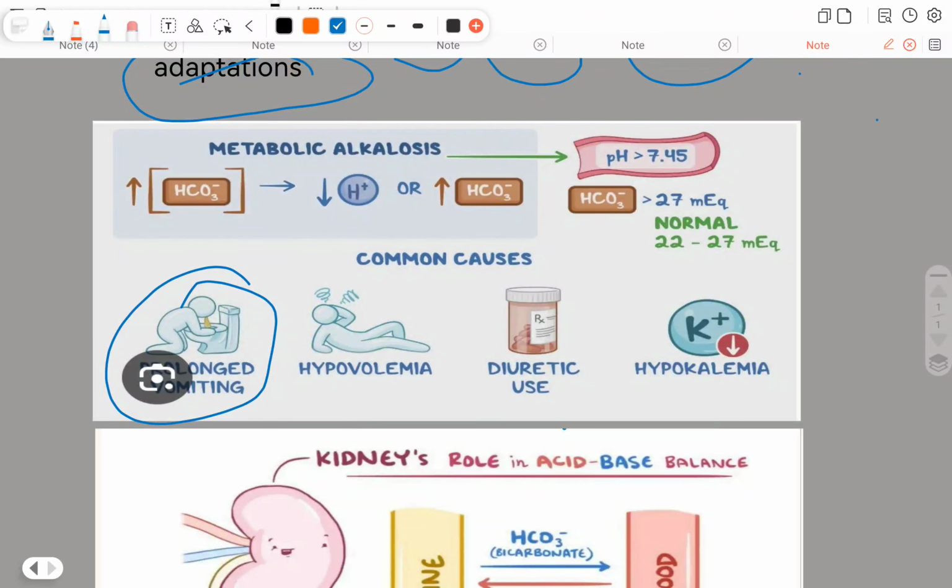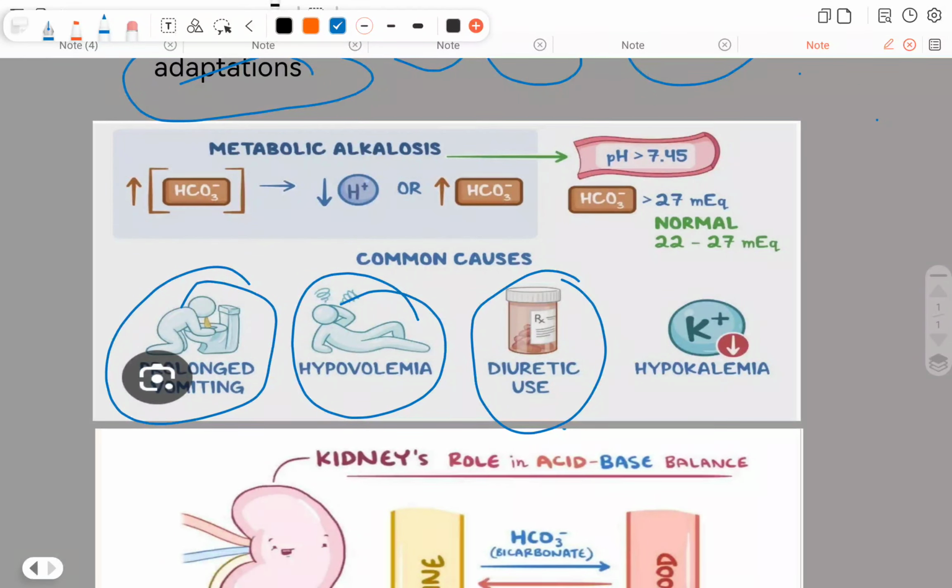the normal hydrogen in the stomach, it takes hydrogen from the bloodstream. As a result, the amount of hydrogen in the bloodstream will decrease, and the patient may suffer from alkalosis. In this kind of situation, we can help the patient by intravenous infusion of sodium chloride. That's enough. The second one is hypovolemia, and the third one is diuretic use.